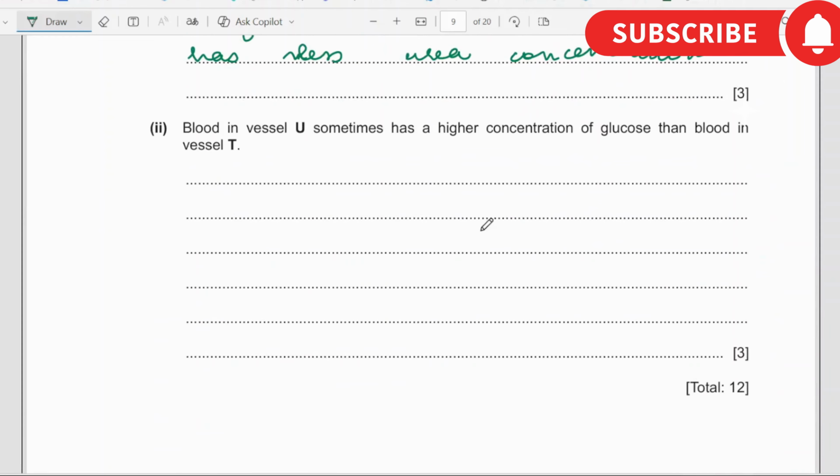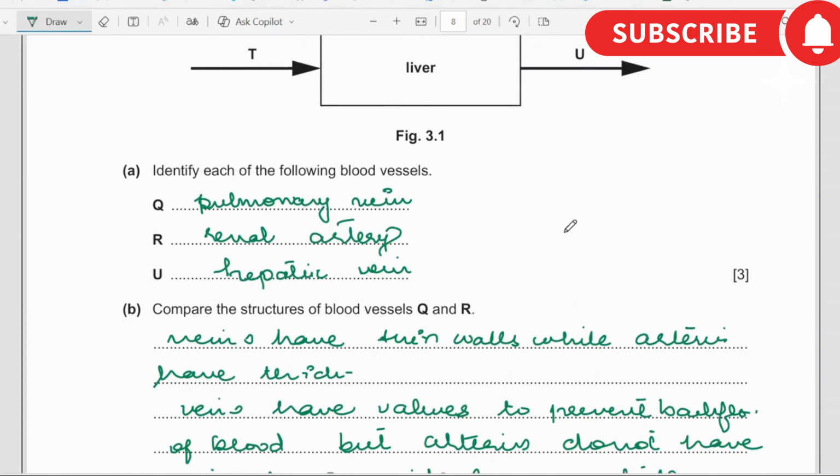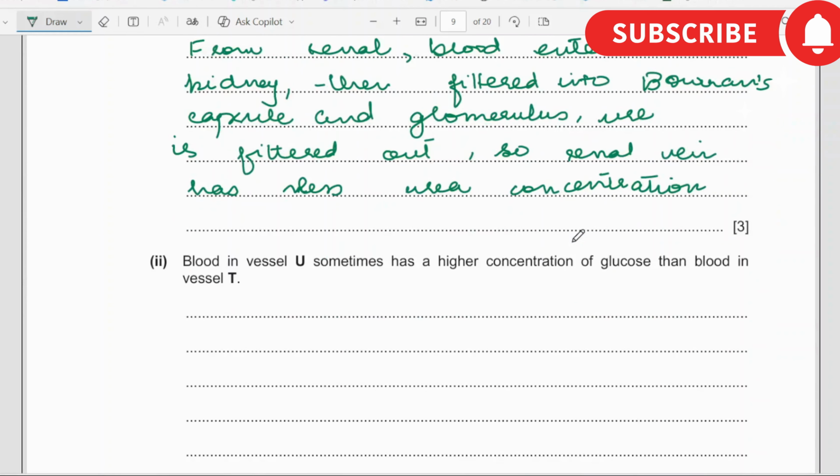Next point. Blood in vessel U sometimes has a higher concentration of glucose than blood in vessel T. So what is U and what is T? U is the hepatic vein and T is hepatic artery. So this one is artery and this is vein. Coming or going to the liver. It's related to liver. Why does U have higher concentration of glucose than blood in artery? Why does vein have a higher glucose than artery?